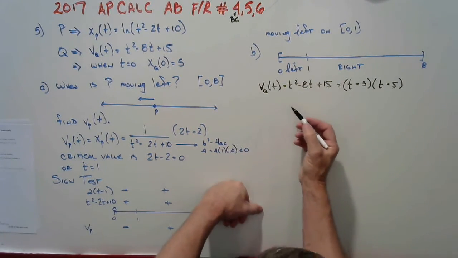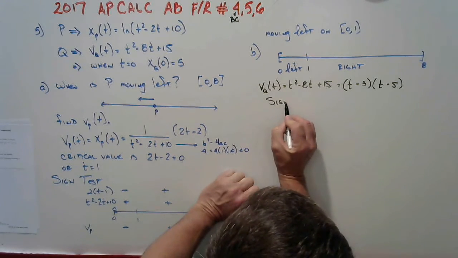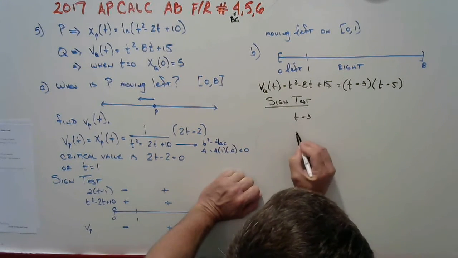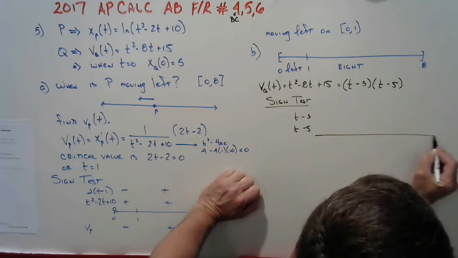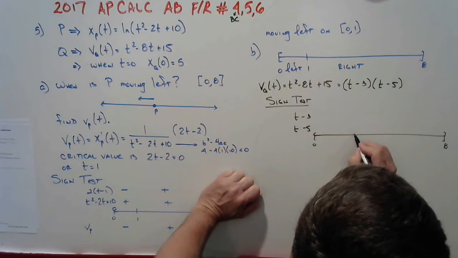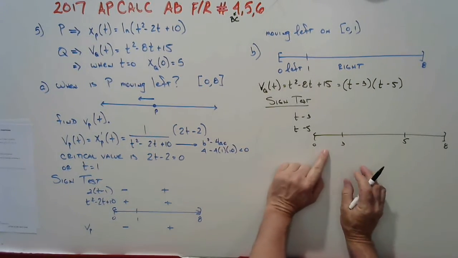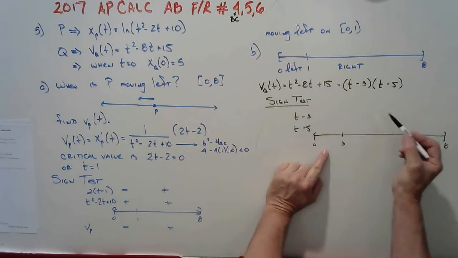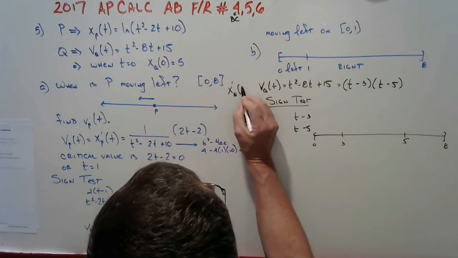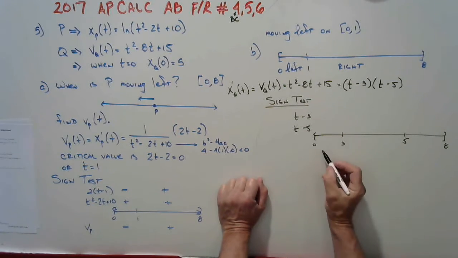If we do the sign test, we have two terms, t minus 3, t minus 5. So we have two zeros. Now remember, we started at 0, we ended at 8, we have 3 and we have 5. I need a number. This is my velocity, so this is my derivative. Remember, velocity is the derivative of position of Q. So it's going to tell me when it's moving right, when it's moving left. So I need a number to plug in here.